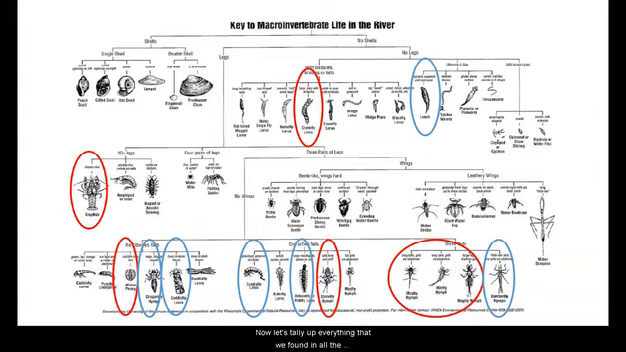Now let's tally up everything that we found in all the videos that we've seen as part of this lesson today. On the screen now you'll see 5 critters circled in red. Those are the ones that we saw in our last video, and then we circled some others in blue that represent some of the critters that we saw in earlier videos.